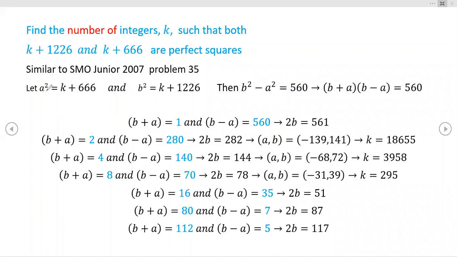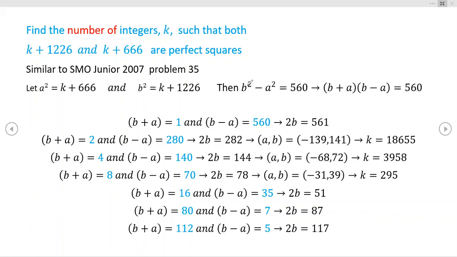In other words, we force k plus 666 to equal a perfect square, and also the same with k plus 1226. You see just right here, these conditions literally impose the condition we're seeking. Now, notice that if we subtract a squared from b squared, we actually just get this constant 560.